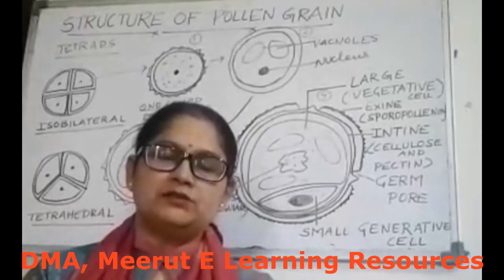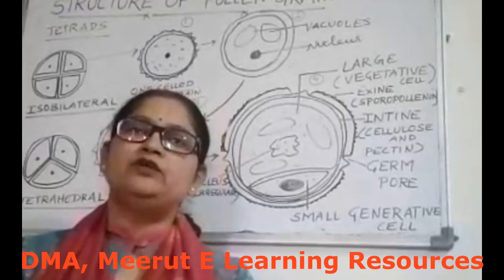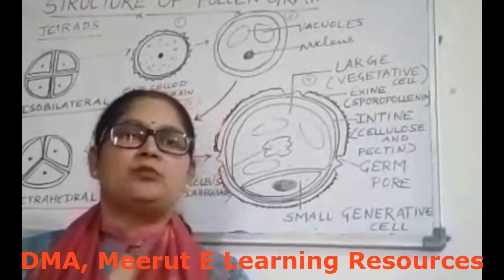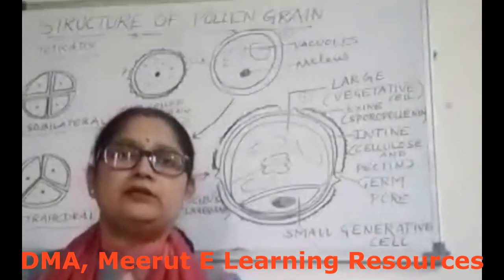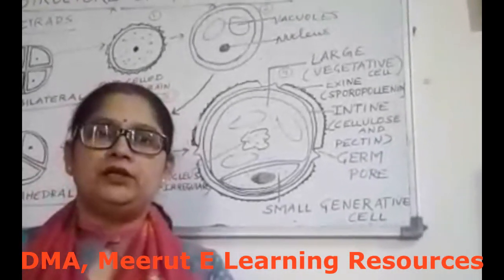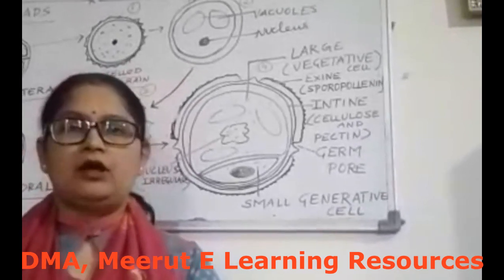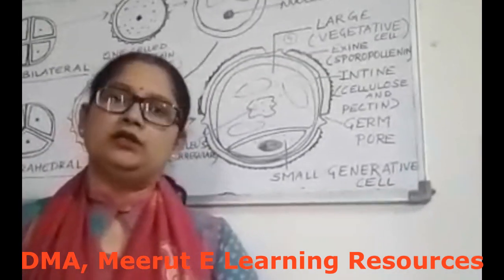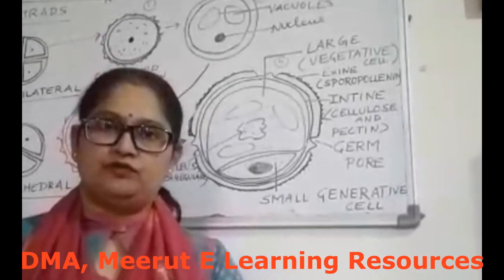Welcome back, students. This is video lesson 3, in continuation with video lesson 2, based on the chapter Sexual Reproduction in Flowering Plants. In this video lesson 3, we are going to study the structure of pollen grain and its development. Now students, we must know what a pollen grain is. Pollen grain is the first cell of the male gametophyte.